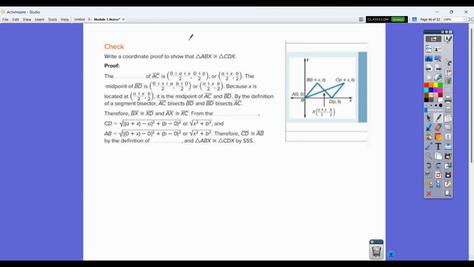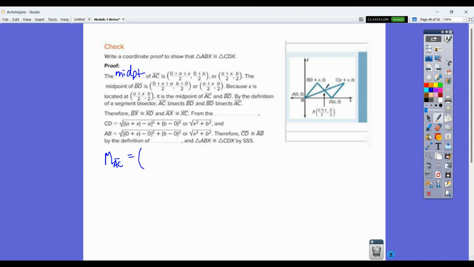Okay, so here's a check, and it's a fill-in-the-blank check to go through it. I'm going to try to pick it apart a little bit more. Write a coordinate proof to show that triangle ABX is congruent to triangle CDX, and you're given this picture over here. So ABX and CDX are what we're trying to prove congruent. The blank for AC is this or this. So in this case we're looking at the midpoint. They're trying to show you the midpoint of AC. A lot of times it's not going to be in a paragraph; we're going to say, in this case, midpoint of AC equals, and we're going to solve it.